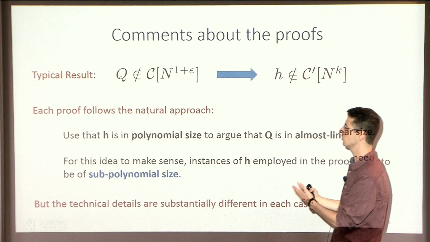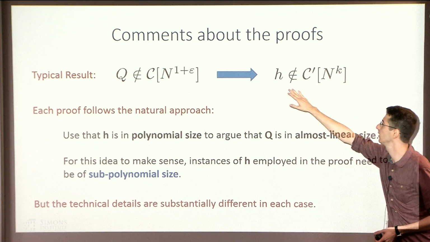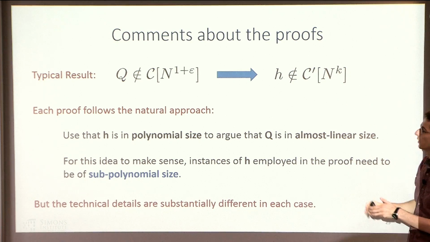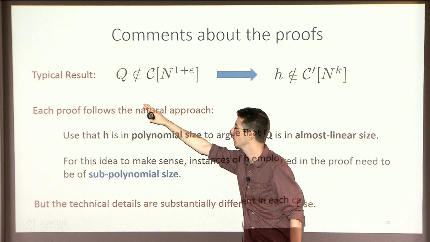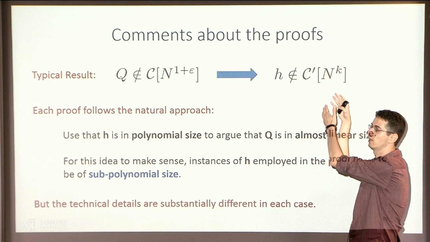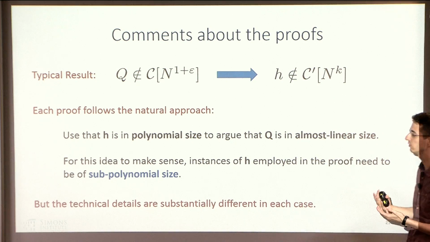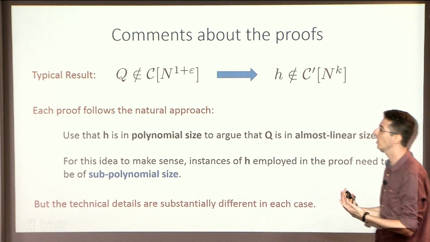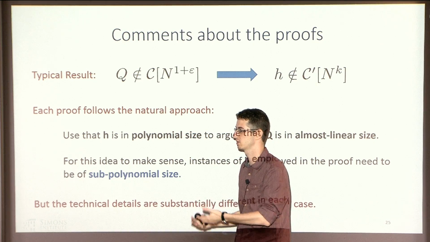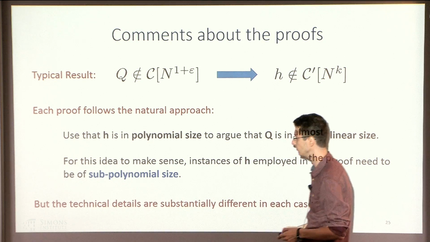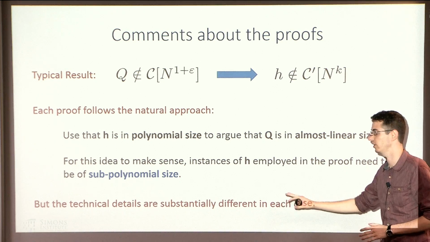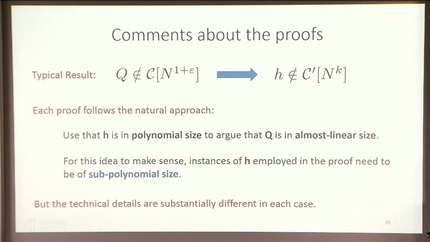For this to make sense, because H has circuits of size n to the k, which is not linear, you want to reduce the instances of Q to instances of H of subpolynomial size. Then you can apply slightly larger circuits. So the rule of the game is to compress the inputs of Q into smaller pieces and then use some auxiliary circuit to solve the problem. This is the general template, but the technical details are of course very different in each theorem.